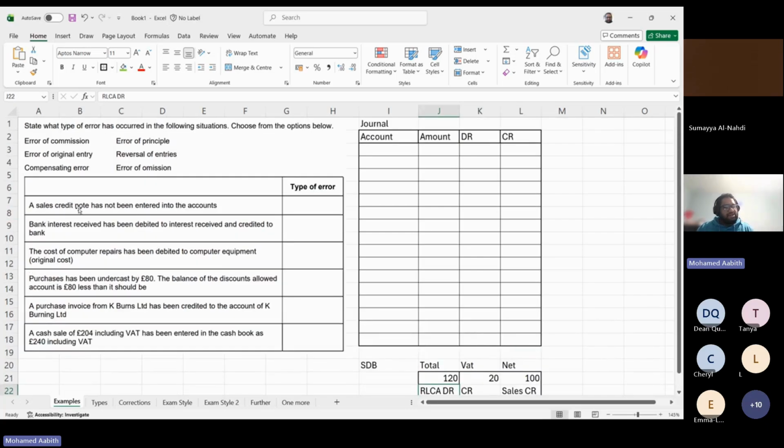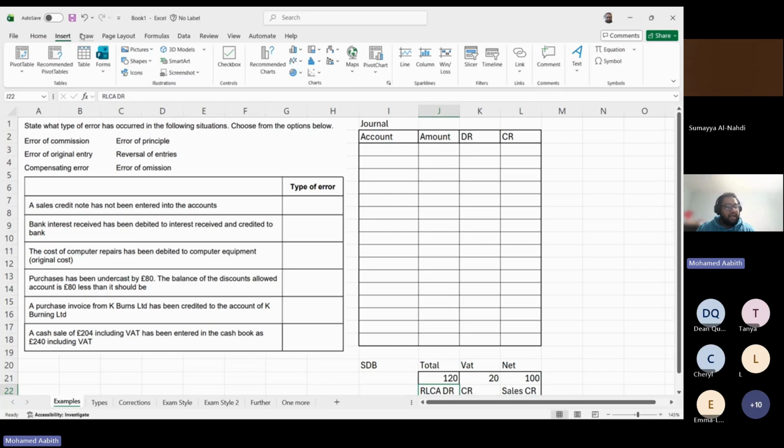One, a sales credit note has not been entered into the account. What is the meaning of that? They haven't entered it. It means they completely forgot about it. So that will be called the error of omission. Can you see that here? Error of omission. So I will quickly write that here.